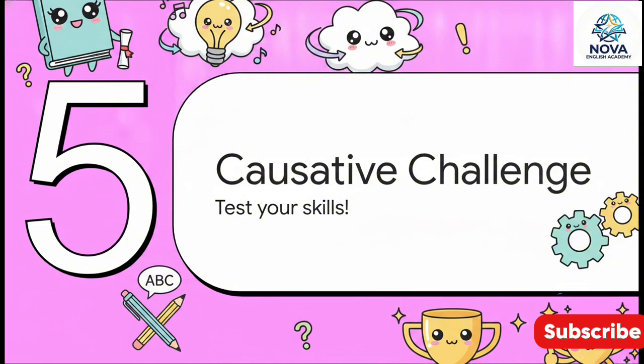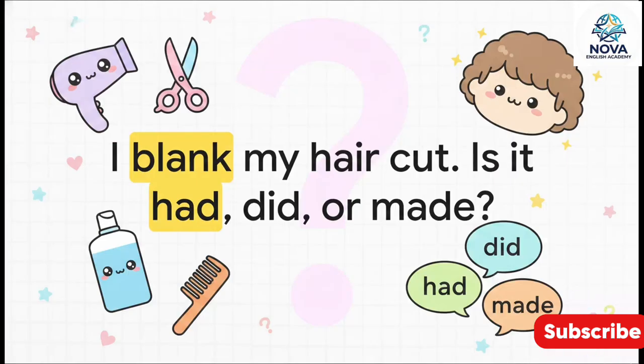Let's put those new delegation skills to the test. Okay, here is your first question. I blank my haircut yesterday. Is it A, had, B, did, or C, made? Think carefully about our past tense delegation rule and that DIY grammar trap we discussed earlier. Which option correctly fills in the blank?